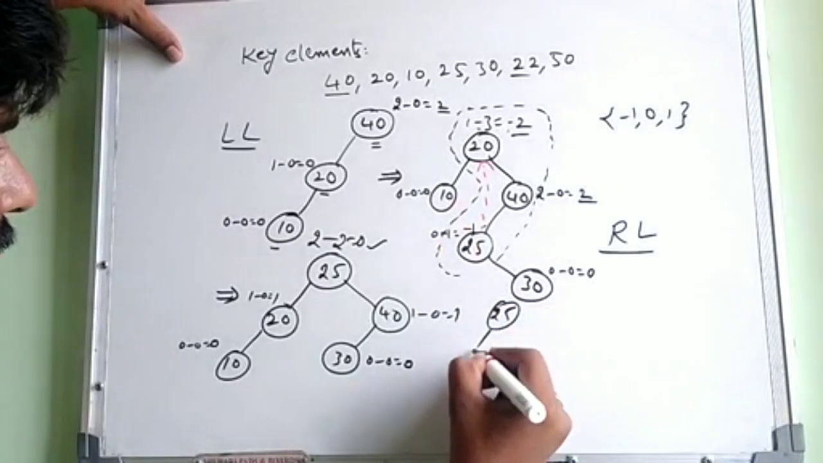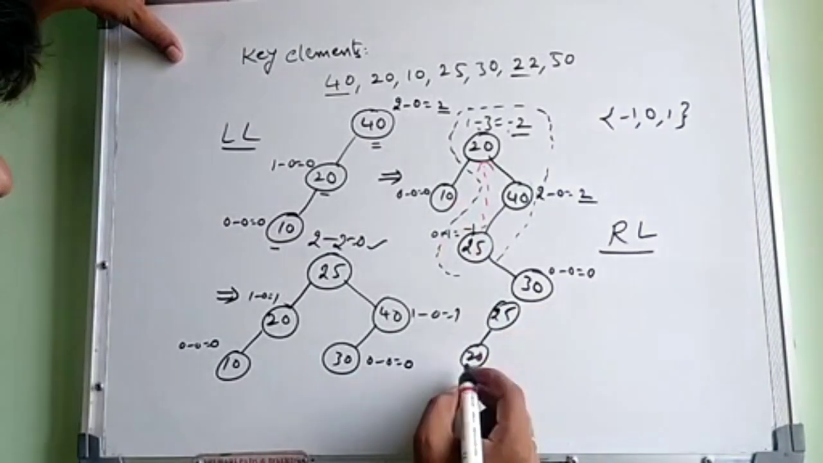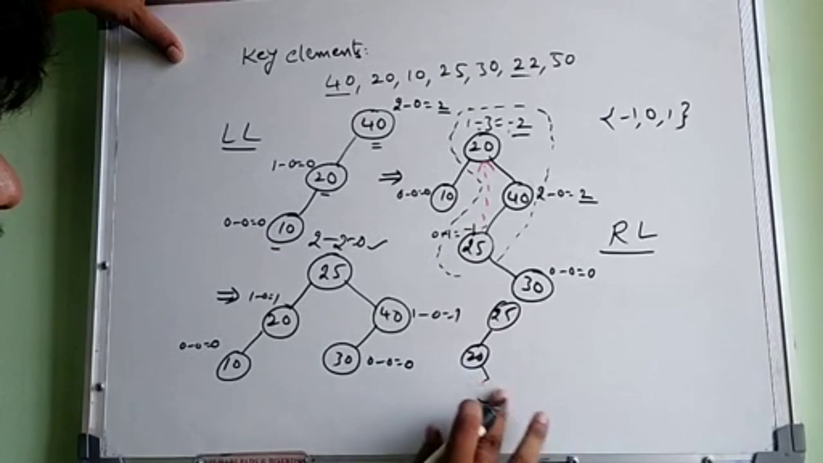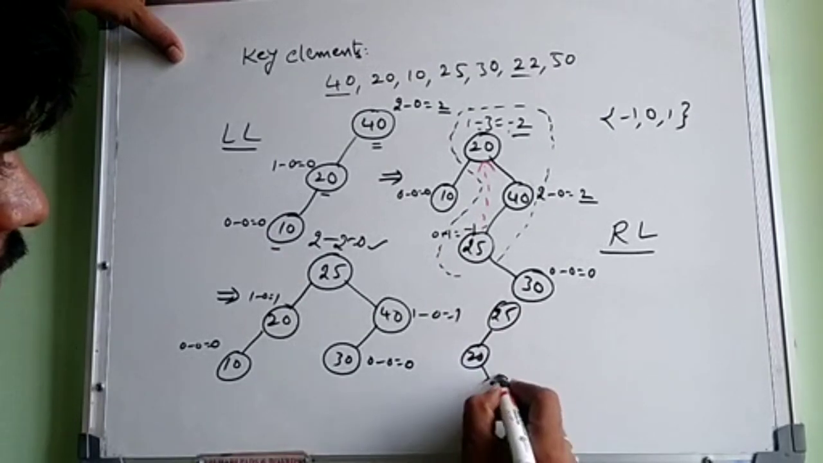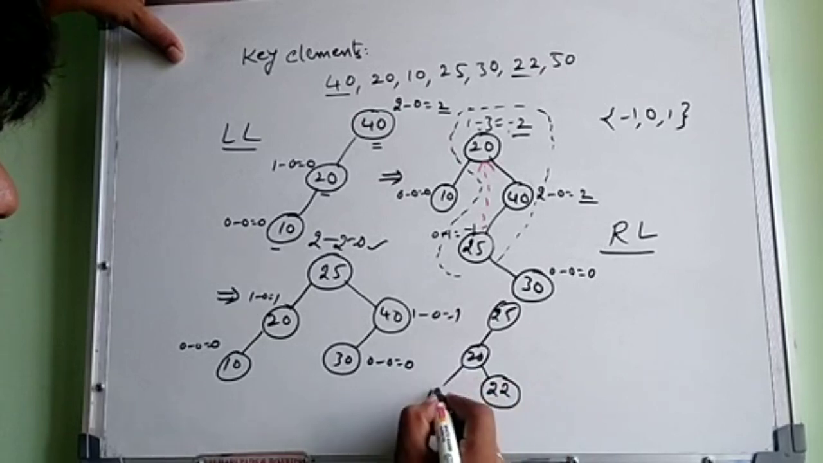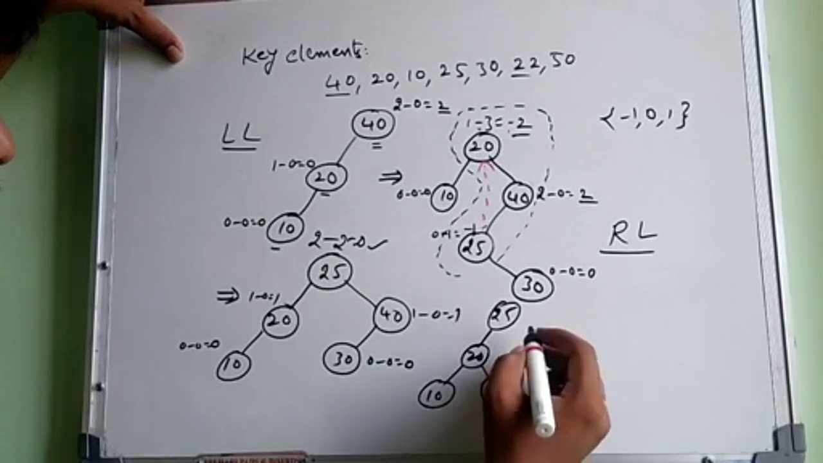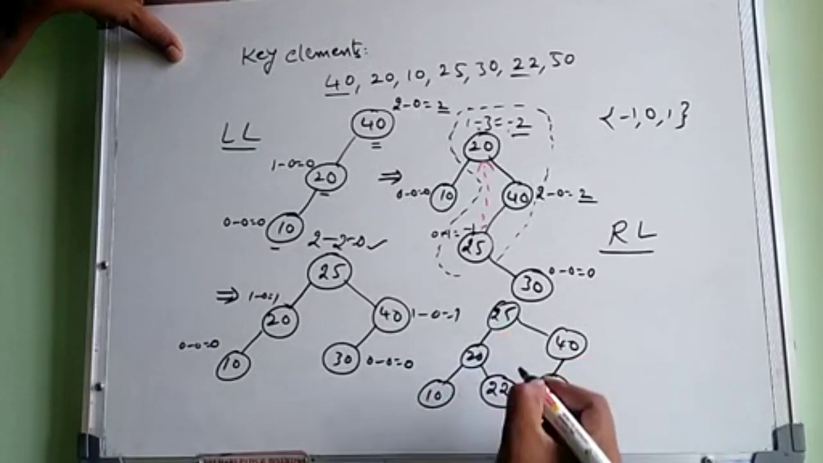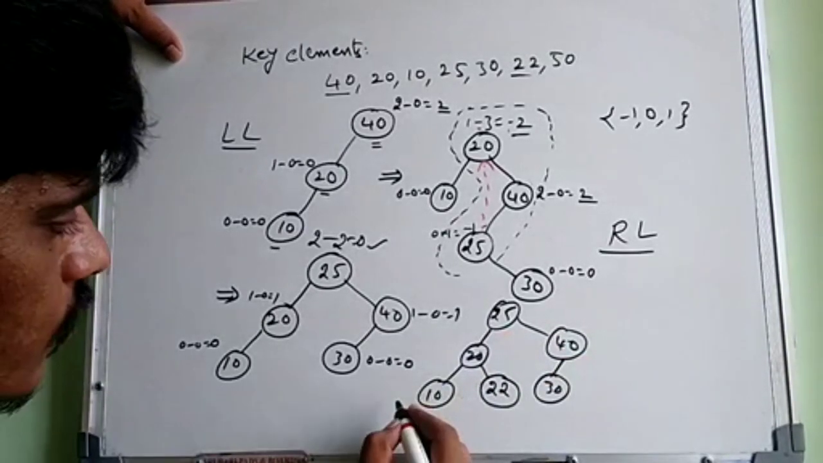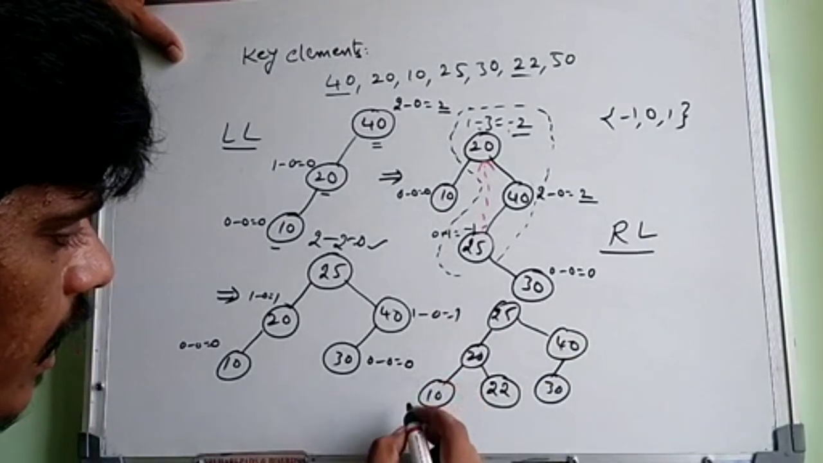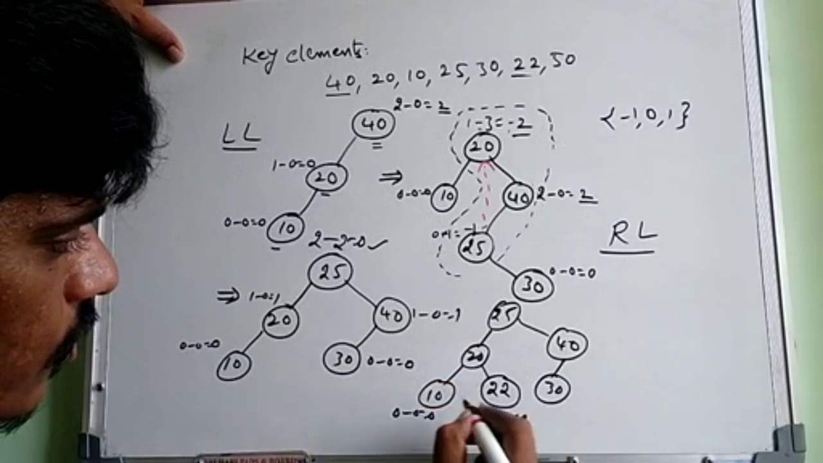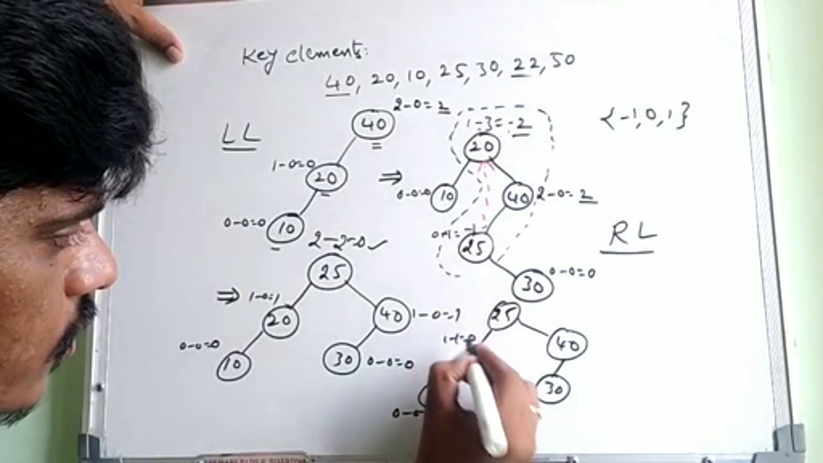25, 20, more than 22. Here I add 22 because 22 is greater than 20. So 10, remaining 40 and 30. Again apply the balancing factor. So here directly I write 0 minus 0, 0, 0 minus 0, 0, 1 minus 1 is 0.